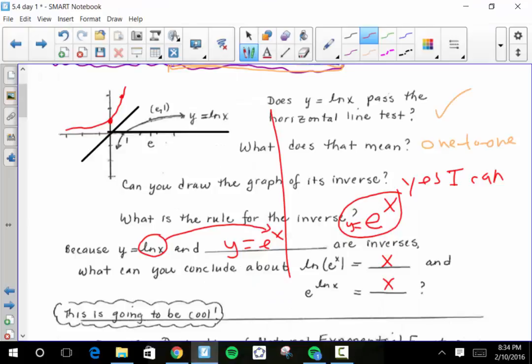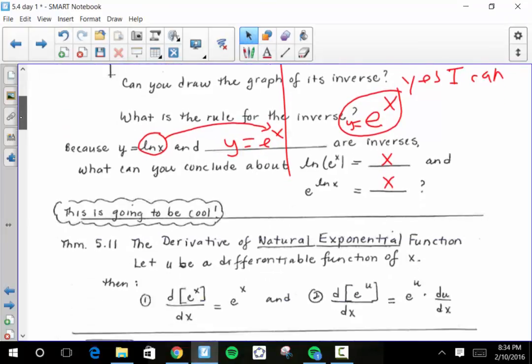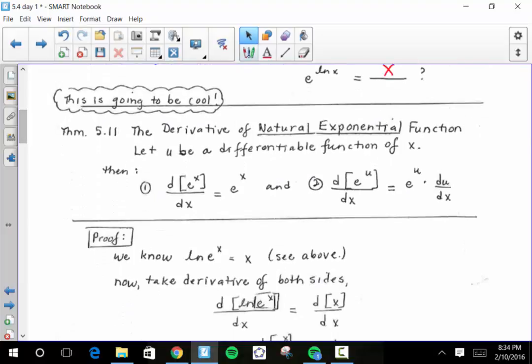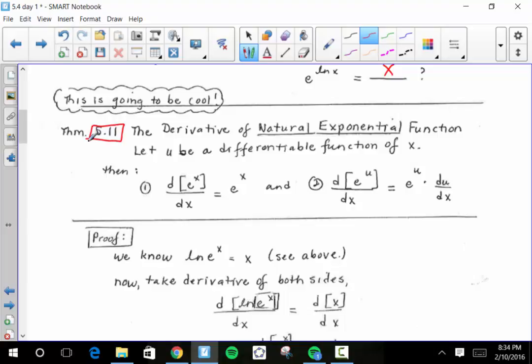So, I need to show you something cool about this e function. Check this out. This is theorem 5.11. It says this: the derivative of natural exponential functions. Let u be a differentiable function of x. Then, if you take the derivative of e to the x with respect to x, check this out, guys, you get e to the x.